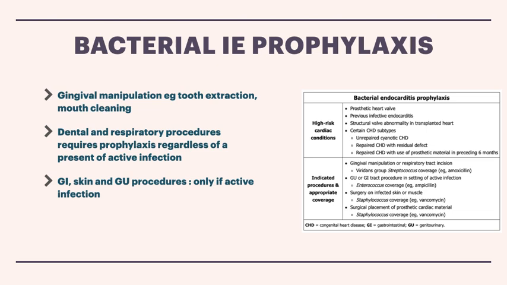Let's review them again. We mentioned gingival manipulation or respiratory tract incision. It doesn't matter whether or not the patient has an infection of the gingiva or the respiratory tract, you would cover them with antibiotics. Okay? We mentioned GU or GI tract procedure, but it has to be in the setting of active infection. So if you have a patient with a high risk cardiac condition, let's say this patient has a prosthetic heart valve, and this patient is undergoing a cystoscopy, but there's no active infection, then that patient does not require antibiotic prophylaxis. It has to be a GI or GU procedure in the setting of active infection.